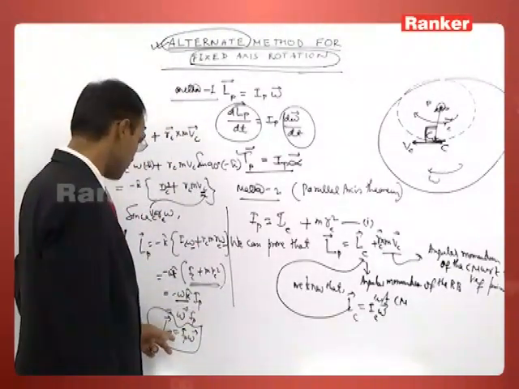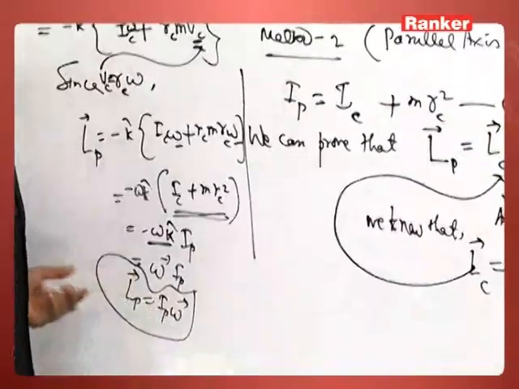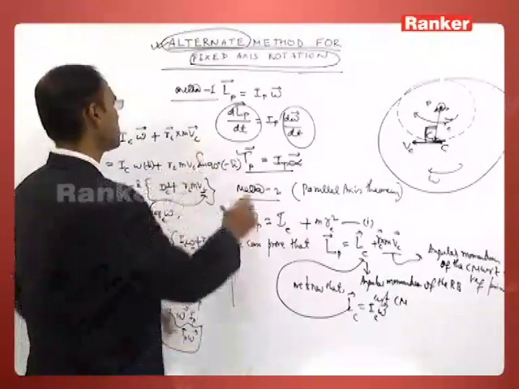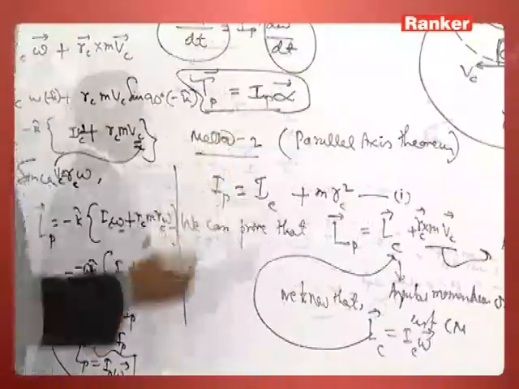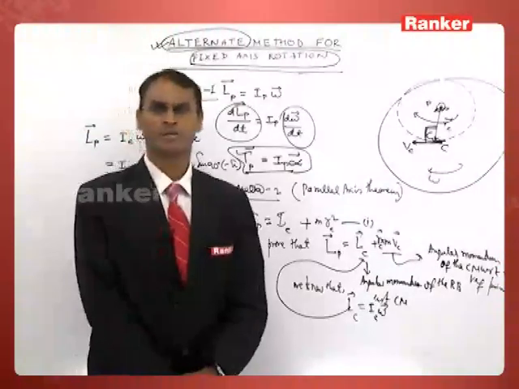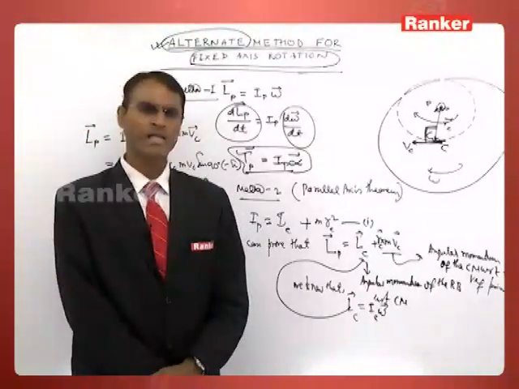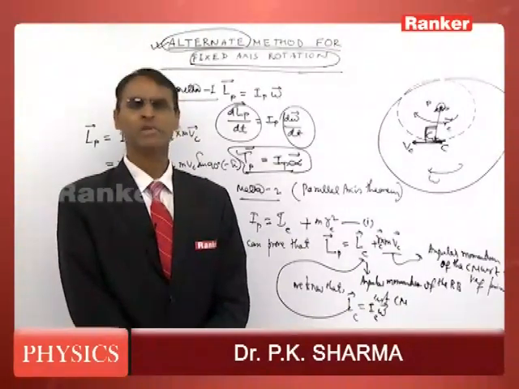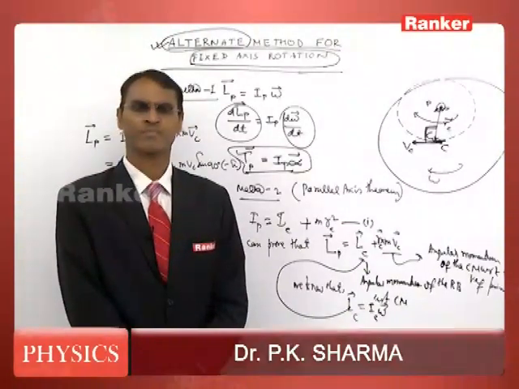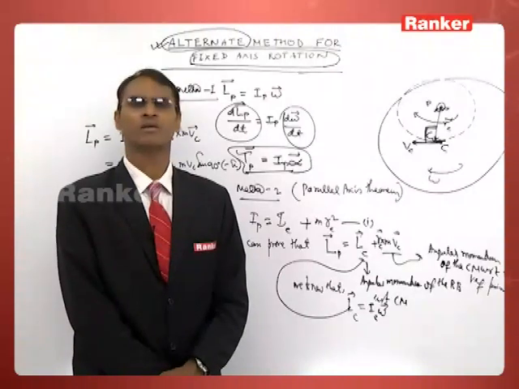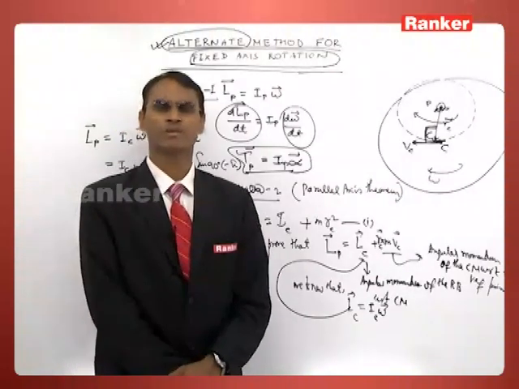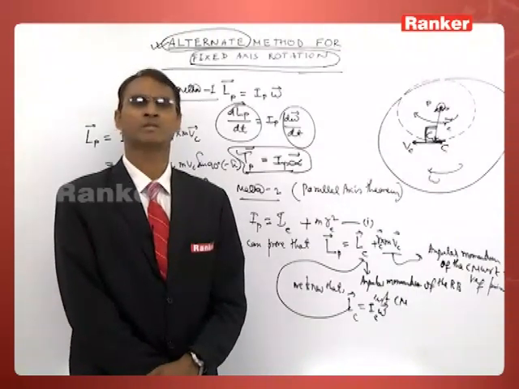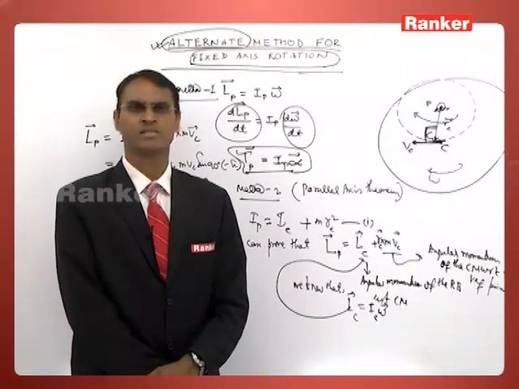Once you obtain this expression, you differentiate both sides with respect to time t once to get the same expression, tau p is equal to Ip into alpha. And using this expression and writing the other expressions and kinematical expressions, we can also solve the motion of the rigid body, which is constrained to rotate about a fixed axis.